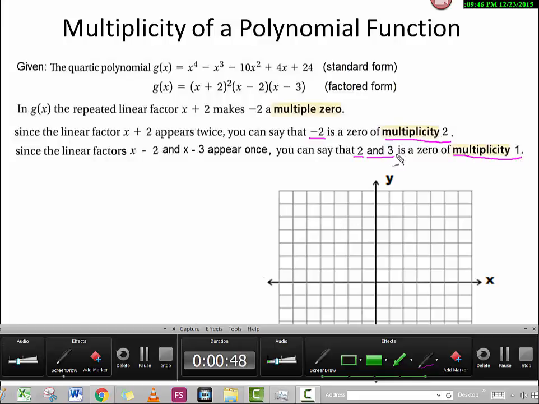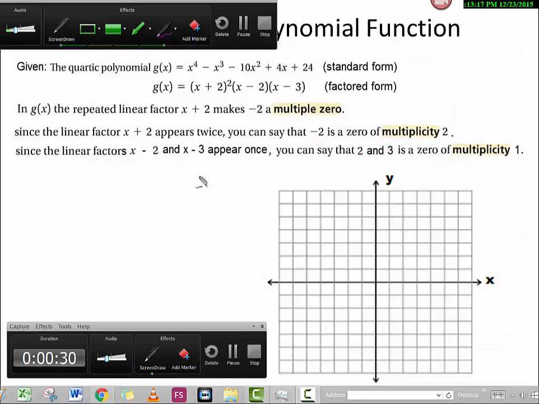So how does multiplicity affect the graph of the polynomial functions? Whenever you have a multiplicity of 2, the graph bounces. Okay, I'll show you what it means by bounces. And for multiplicity of 1, the graph will go through. Let's put everything together so we can draw the graph.